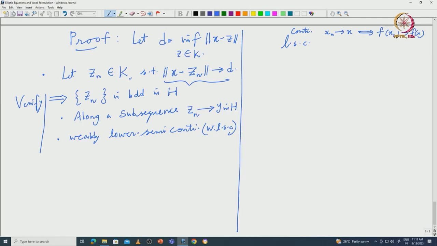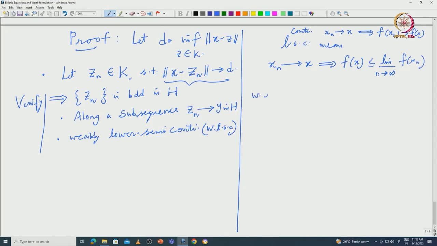Lower semi-continuity is an important concept in minimization and optimization problems. Because you are looking for some sort of continuity, not full, you need some sort of an estimate from the lower side. So, lower semi-continuity means x n converges to x, whatever be the topology, implies f of x is less than or equal to the lower limit as n tends to infinity of f of x n. So, that is your lower semi-continuity.